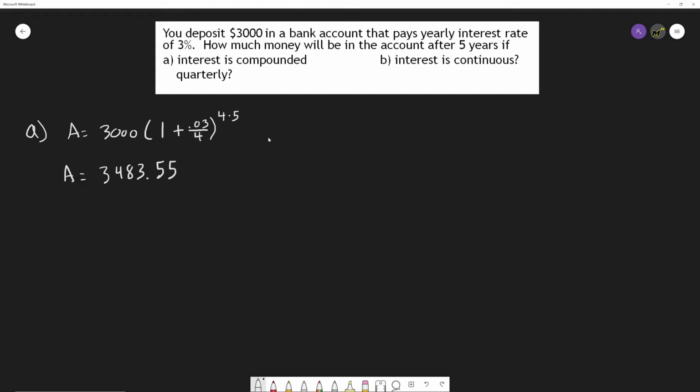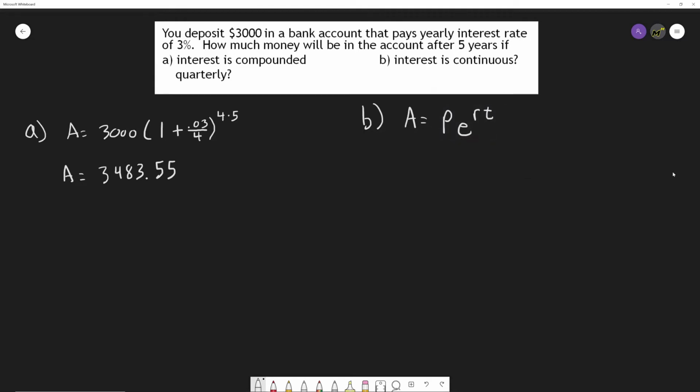Okay, well, part B, let's see what this would return if it was compounded continuously. Above we had the formula: the amount would equal our principal times e to the r times t. Well, e is just a constant number, kind of like pi. We refer to that as Euler's number, and Euler was a Swiss mathematician.